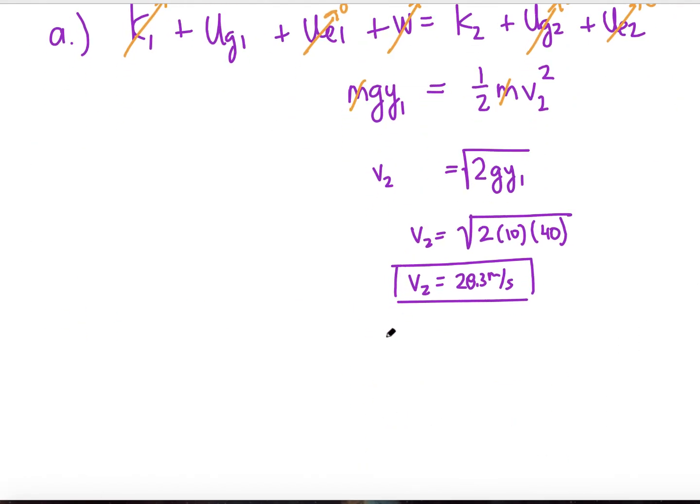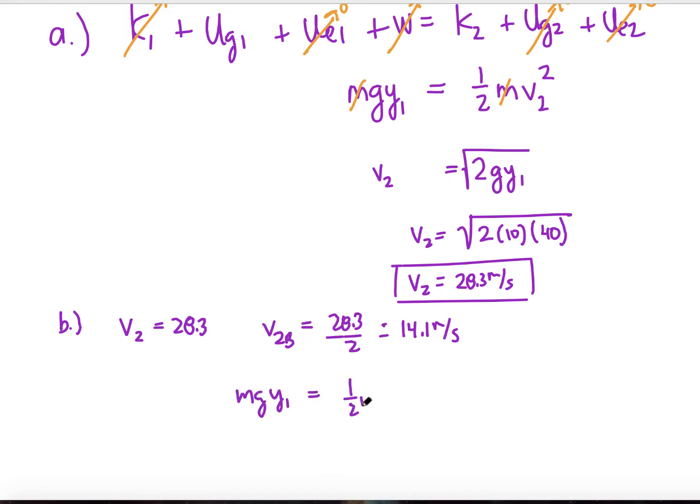So let's work backwards. So B asks us, what about half of the speed? So V2 was 28.3. Half of that, so we'll say this is V2B, is 28.3 divided by 2, which is, we'll say 14.1 meters per second. And so now what we want to do is go work backwards. So we know that we'll have the same statement, which would be mgy1 equals 1/2 mv2 squared. And so this is V2b.